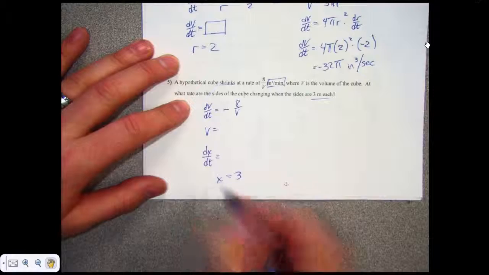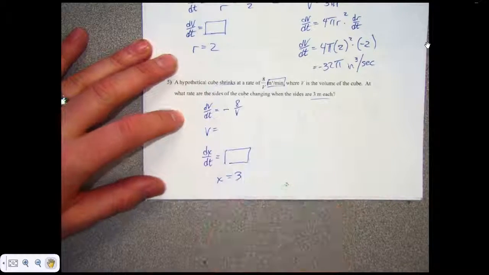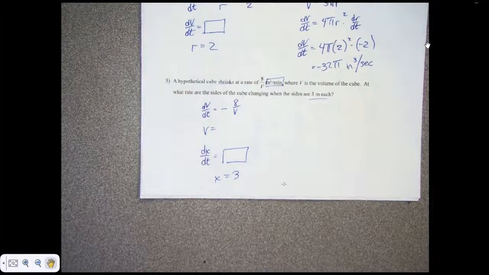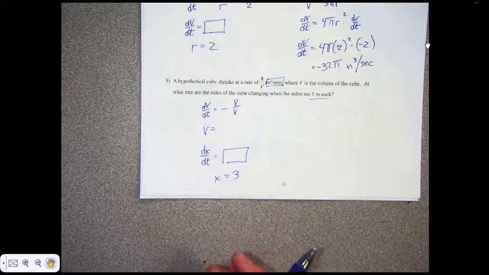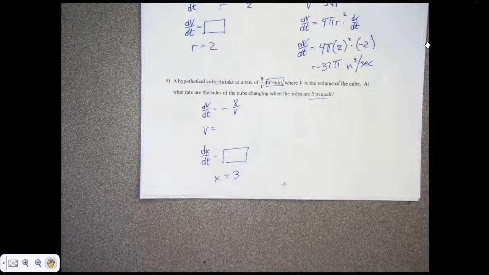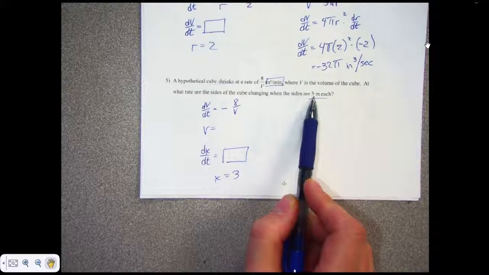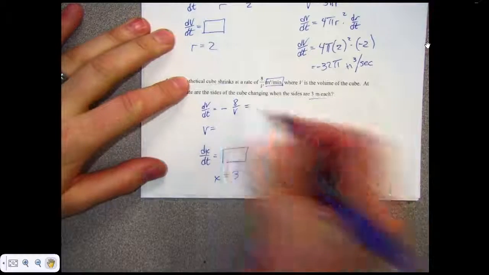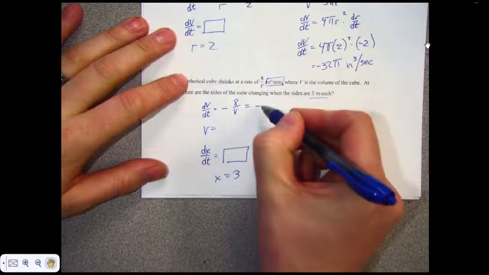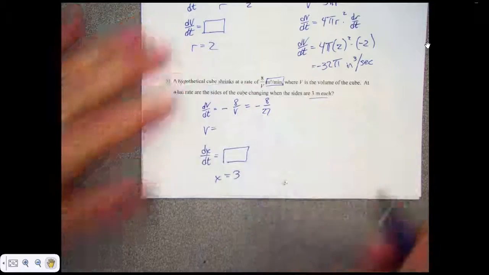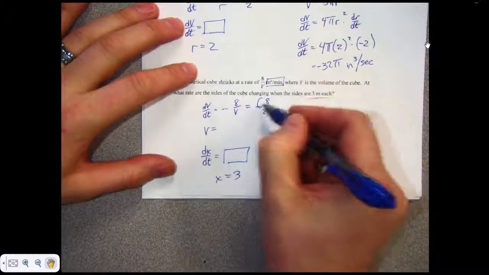x is 3, right? dx dt is what I'm looking for. And I don't have this volume, but I would say we do. Do we have enough information to find the volume? What's the volume of a cube? Length, width, height, but if they're all the same, isn't it just the length times the length times the length? So length cubed, so if a side is 3, what's the volume? 27. So then what's dv over dt? Negative 8 over 27.